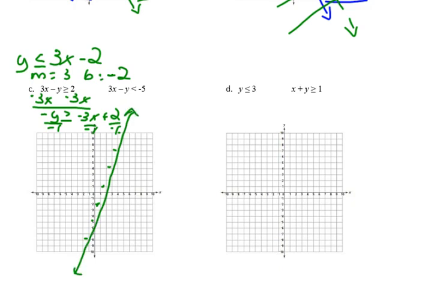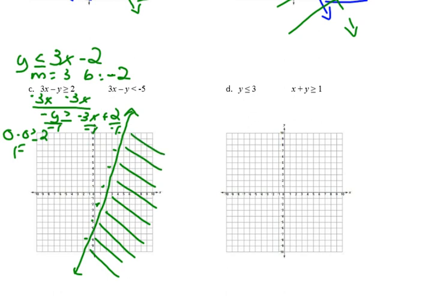When I do my test point, again, I always put my test point back into the original before I did any changing. So that's going to be 0 minus 0 greater than or equal to 2. That's false. So that means I can't shade that way. I have to shade down here. Again, I apologize that my board's off.